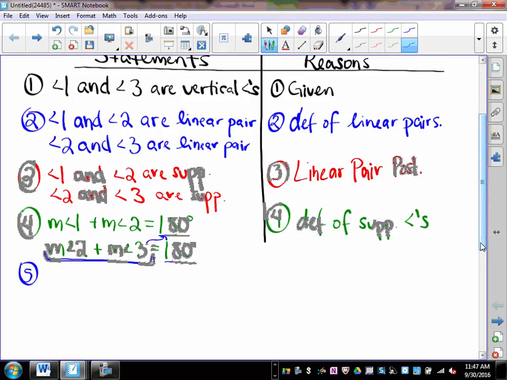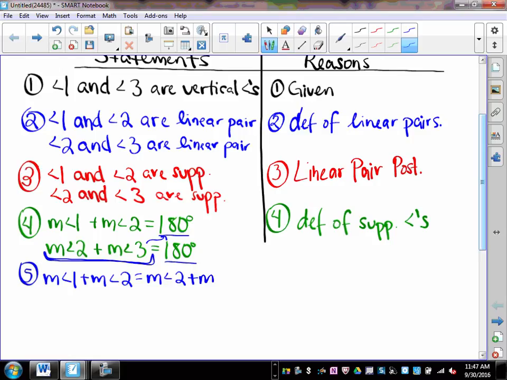So we have the measure of angle 1 plus the measure of angle 2 equals the measure of angle 2 plus the measure of angle 3. And how do we know that's true? Substitution. Good, substitution. We could use something else as well. Anybody know what it is? We could do the trans. Yeah, it's technically also the transitive property. Transitive property.